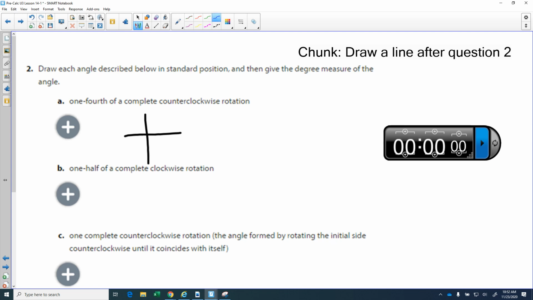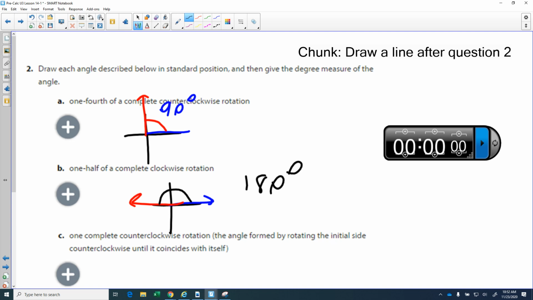Technically, we have our initial side right here. So that's where we start. 1/4 would be a fourth of this graph. So we would have our value leading up to there. And if you think about this, this would be a 90-degree angle, a fourth of a 360-degree rotation. 1/2 of a complete counterclockwise rotation, same idea. We have our initial side. If I go a complete half, our terminal side's right there. And our angle at 1/2 would be 180 degrees.